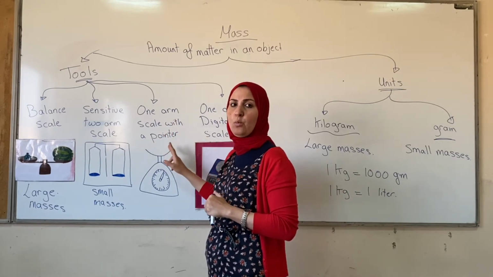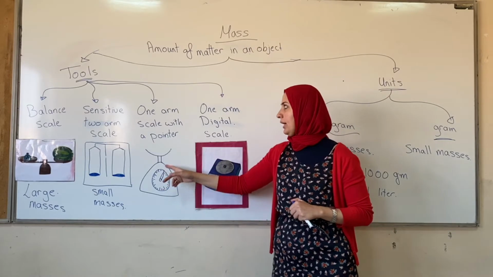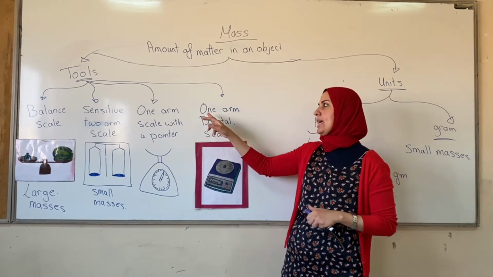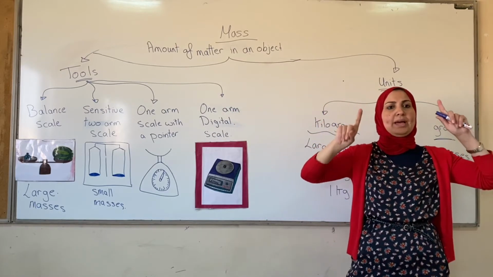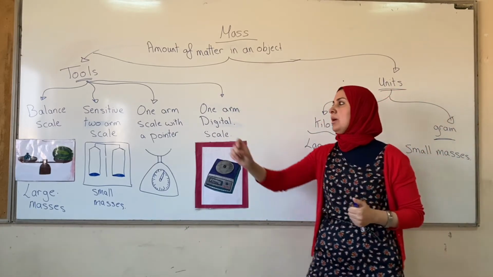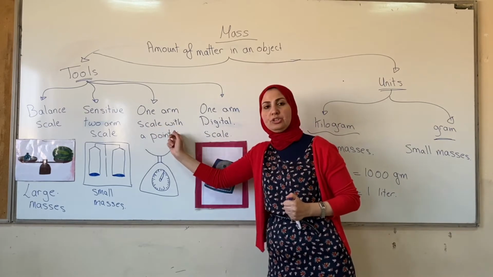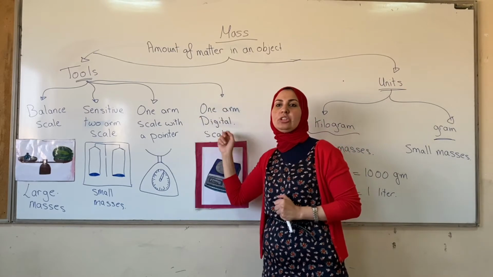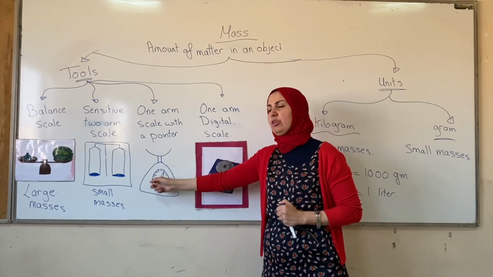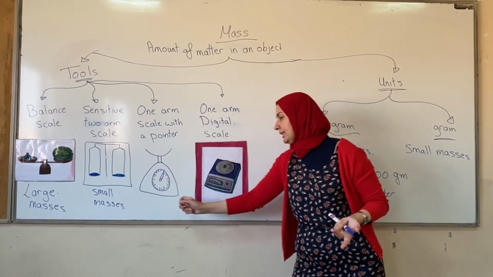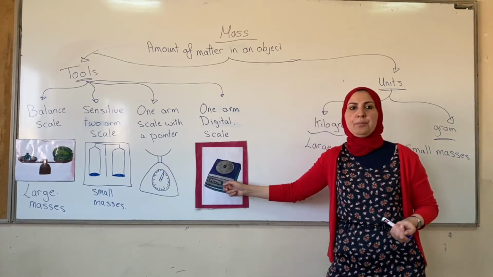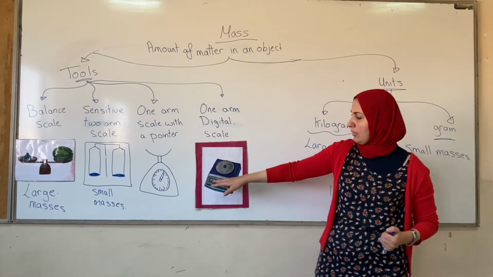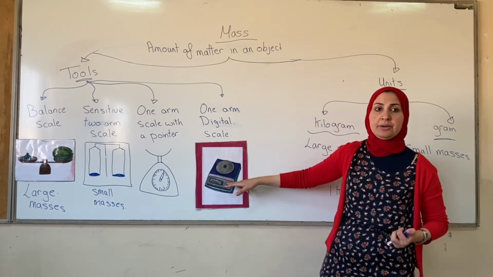One-arm scale with a pointer. Then we have the one-arm digital scale. Again, one arm, so I have two balances with the words one arm: the one-arm scale with a pointer and the one-arm digital scale. The word digital means that it doesn't have a pointer like here. It has numbers. It will write me the number directly, without a pointer, to show me the mass. The number will be seen here.